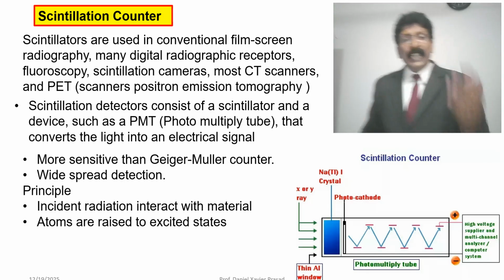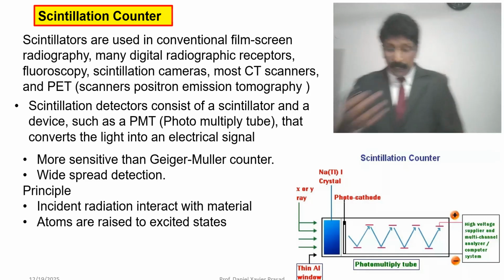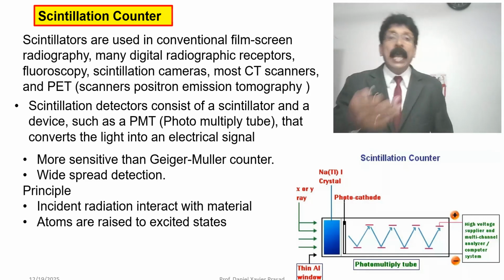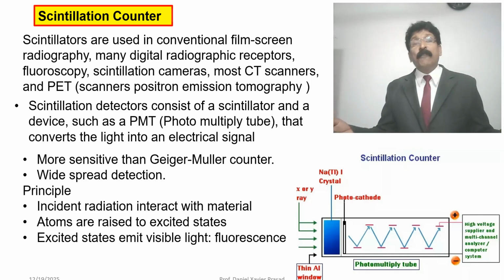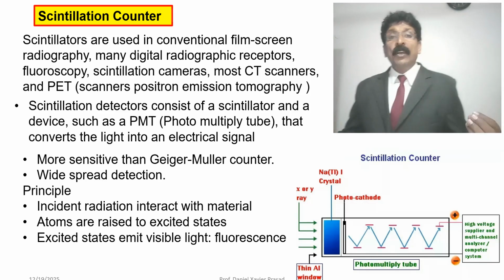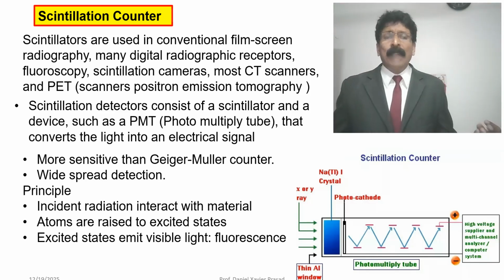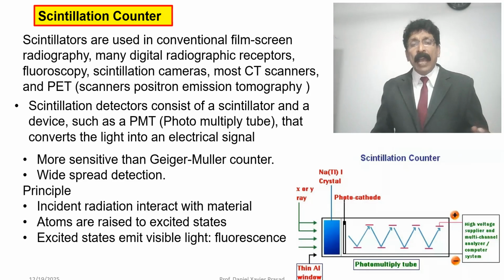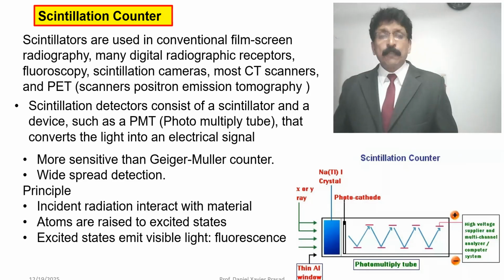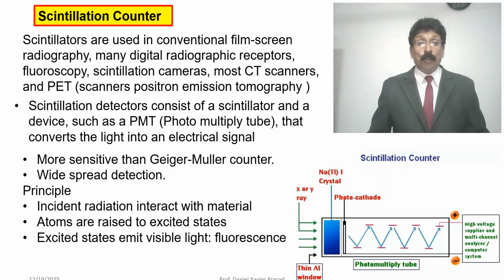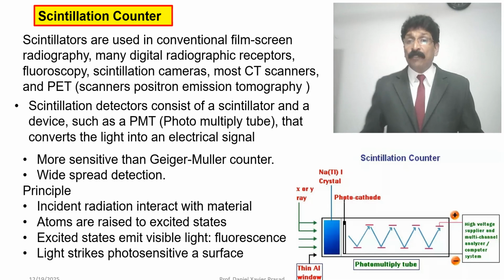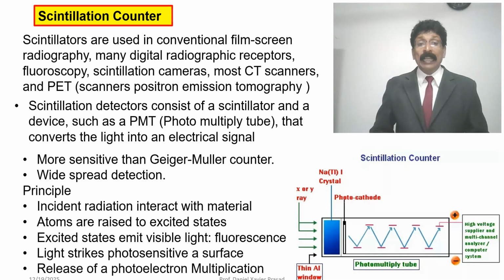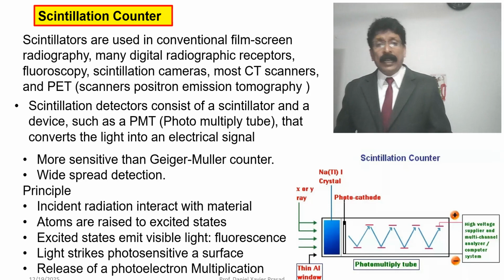Atoms are raised to an excited state. You know very well the ground state will become the excited state for any atom, and the excited state emits visible light like fluorescence. These photons will be collected by the cathode, and using an anode it will be multiplied, and then you can have a digital display of the electricity produced. Light strikes the photosensitive surface of the photomultiplier as shown in the picture. Electrons are released, and multiplication takes place by means of the anodes which are present there.